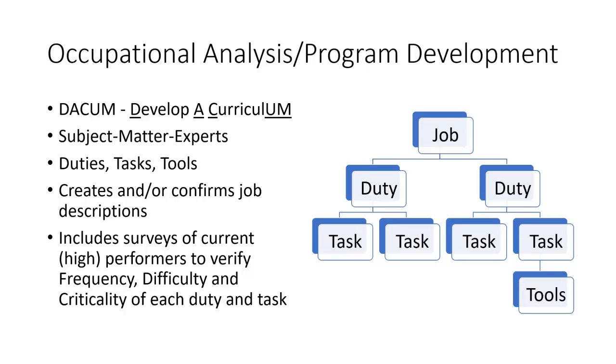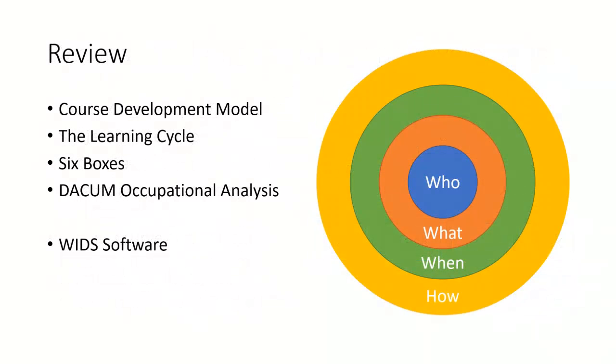Once they are complete and organized in a chart, it should be distributed to current high performers throughout the field in various locations in order to verify how often a task is performed, how difficult tasks and duties are, and how critical each is to the job. This helps prioritize different duties and tasks in designing training.